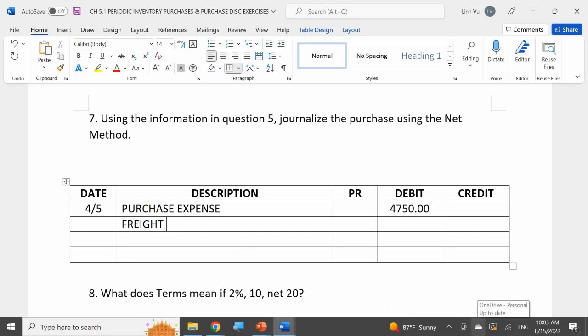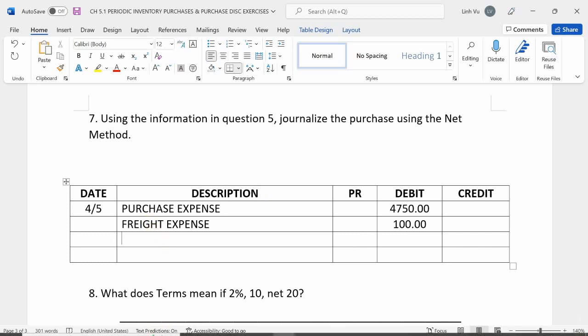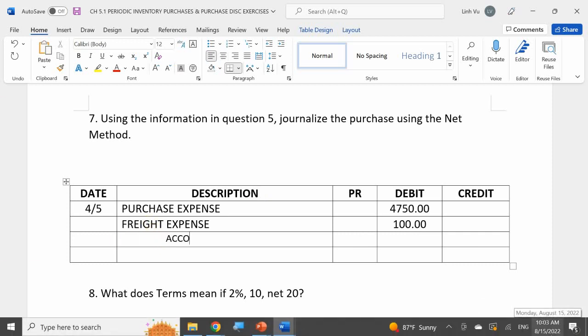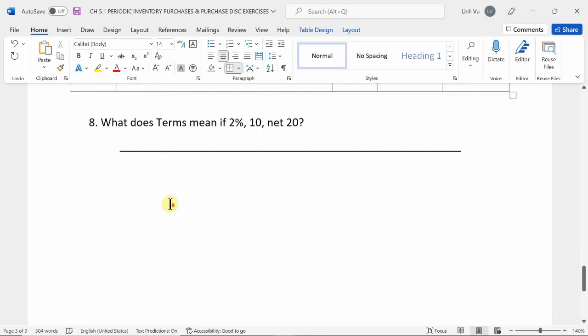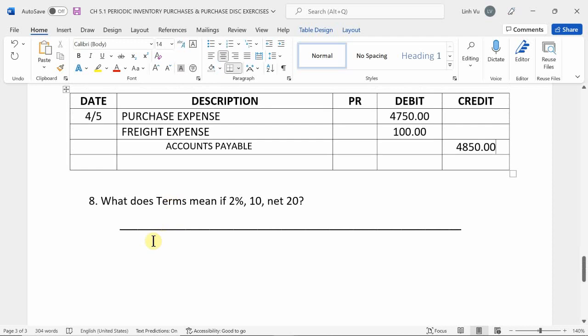Okay. How much is the freight? The freight is still 100, right? Okay, so then how much do I owe in grand total to accounts payable? 4,850. Correct. And that's how you get the 4,850. Because in this case, $100 is the shipping, and you can only discount the purchase price. Okay. And then the last question here is number 8. What does terms of 2% 10 net 20 mean?